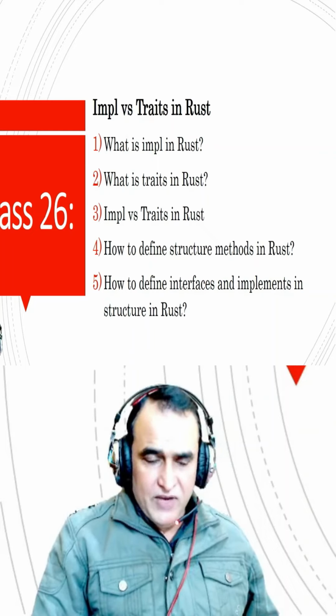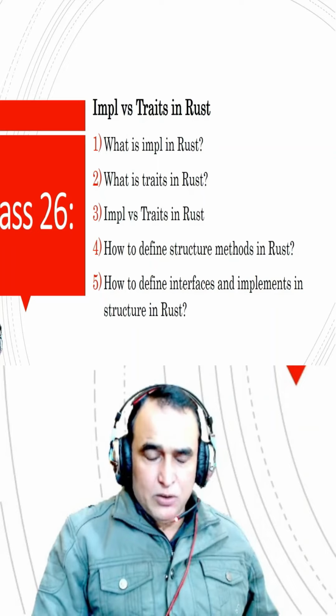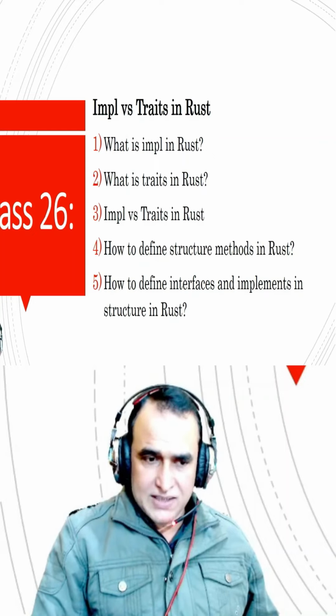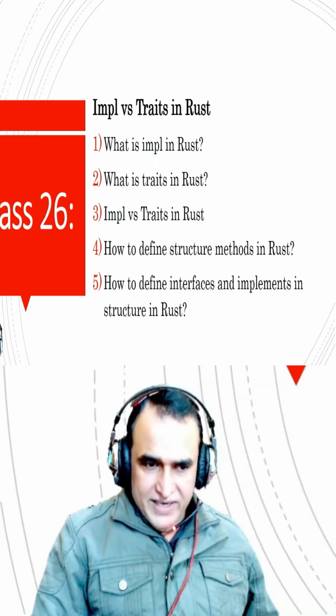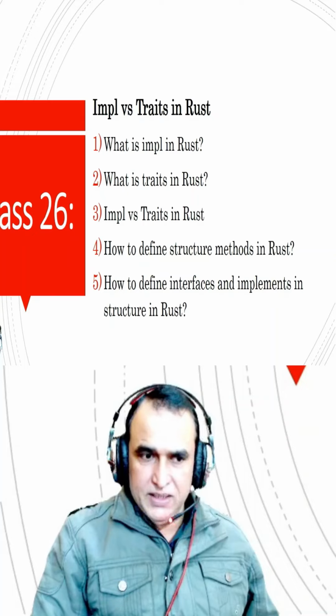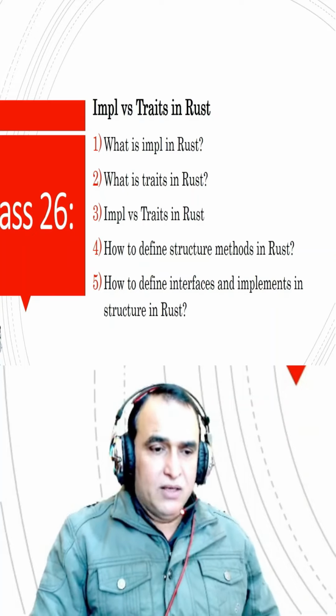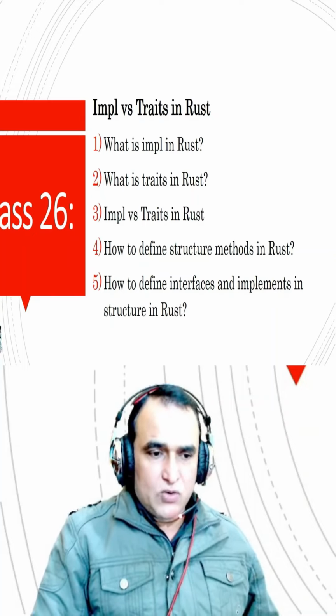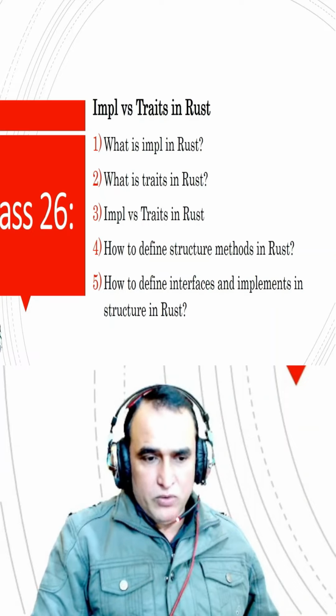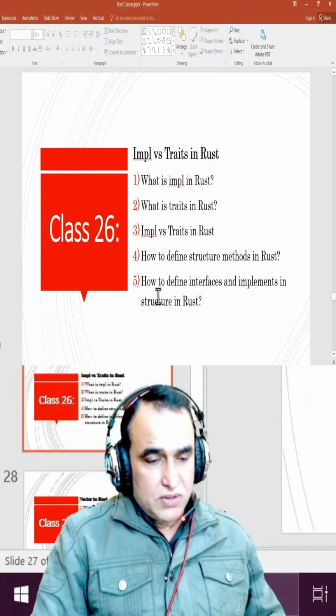Like in a class we have a toString method that automatically comes with the class. So that method is defined in all the classes. Similarly, we use traits to define all kinds of similar methods in a structure. If you want to do that, you have to use traits. Otherwise, you can use impl. Now, how to define this? We are going to see in code.